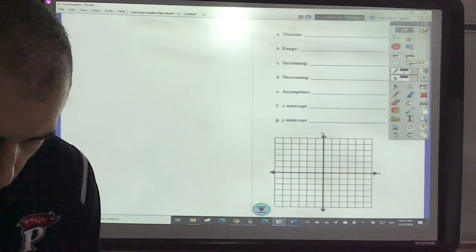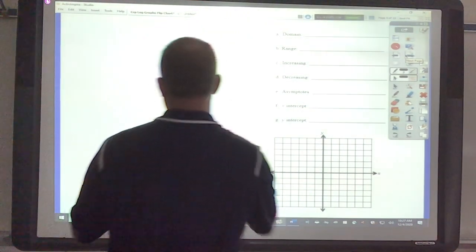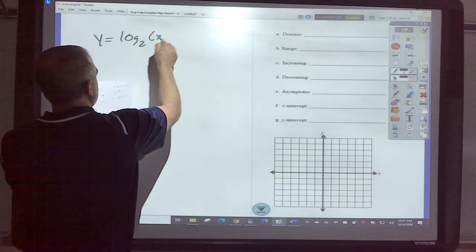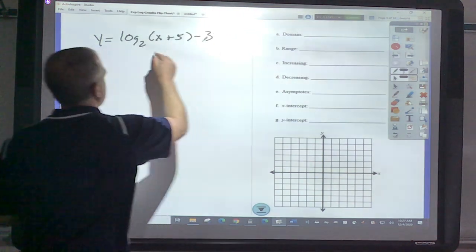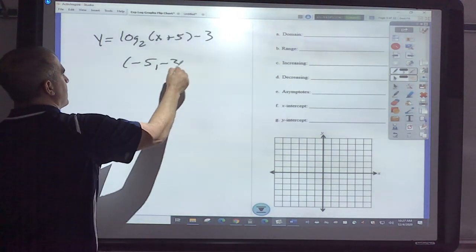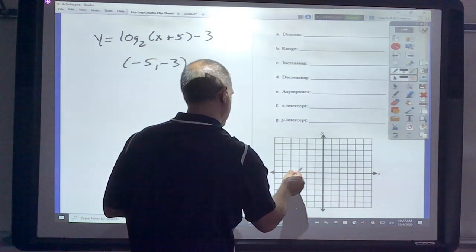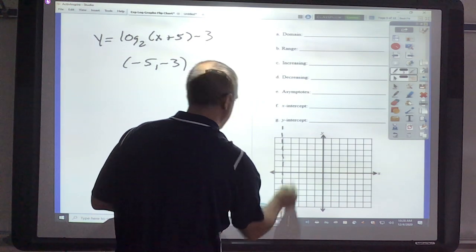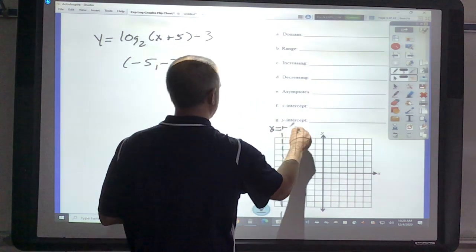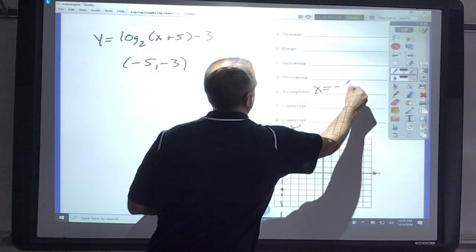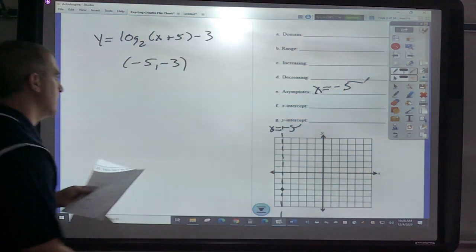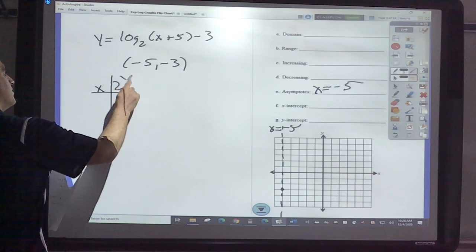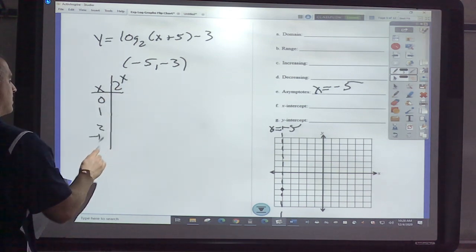All right, let's do y equals log base 2 of x plus 5, minus 3. That anchor point's at -5, -3. 1, 2, 3, 4, 5, 1, 2, and 3. Boom. This is an x equals, so x equals -5. Now, since I have a base of 2, I want to use the exponential of 2 to help me come up with the problem.